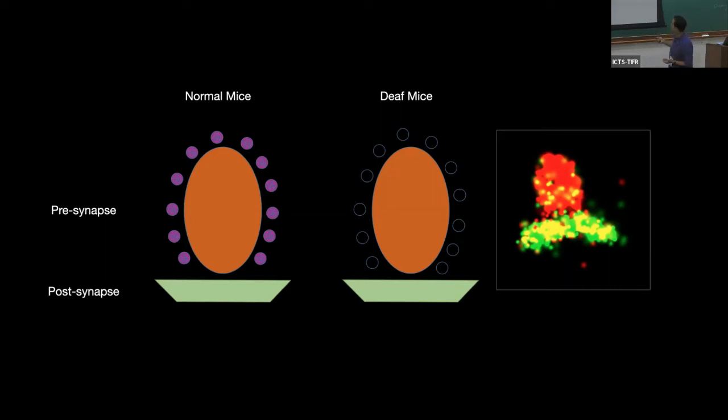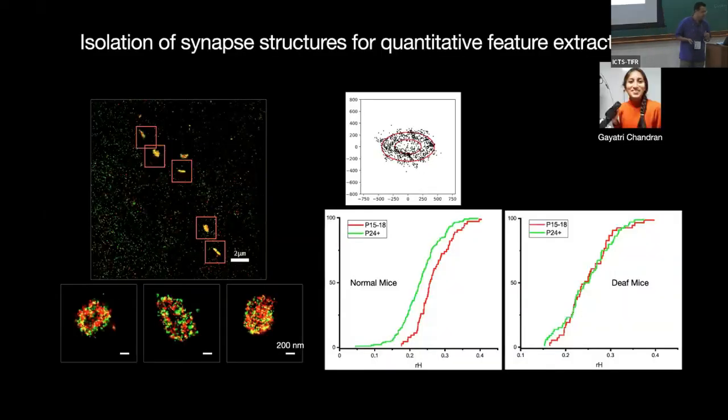It's just that these vesicles are not filled with a neurotransmitter chemical, which is why they cannot transmit. They fuse normally, but they have no information that is getting transmitted. So we decided to look at, rather Gayatri, a student in the lab, has been looking at these synapses. So typically what we do is we isolate these structures from the images.